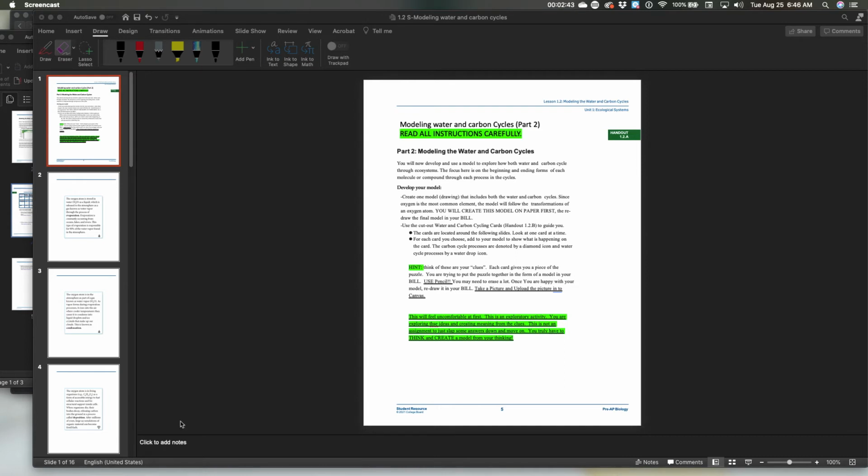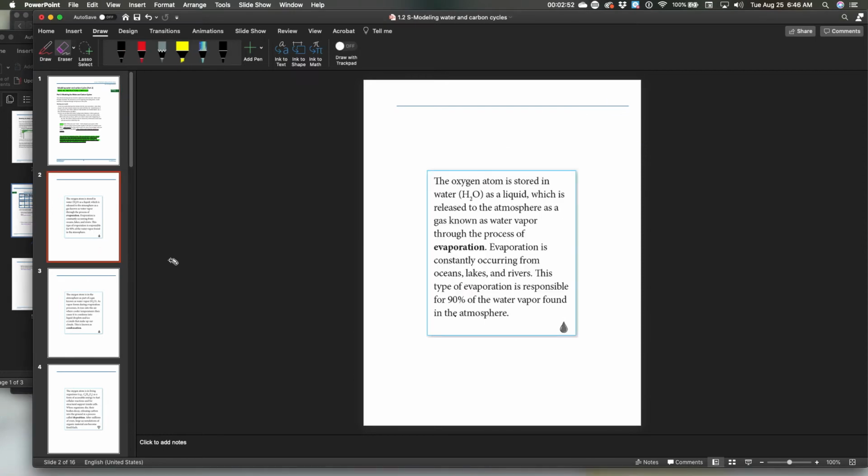So I want to show you the first one to get you started and to see what you're going to be doing in this process. So this first card says the oxygen atom is stored in water, H2O, as a liquid, which is released to the atmosphere as a gas known as water vapor through the process of evaporation. Evaporation is constantly occurring from oceans, lakes, and rivers. This type of evaporation is responsible for 90% of the water vapor found in the atmosphere.